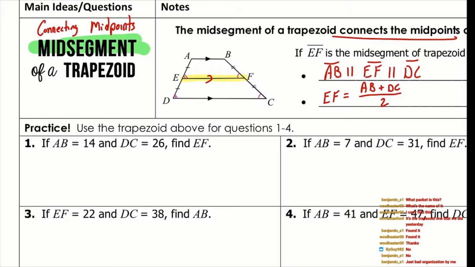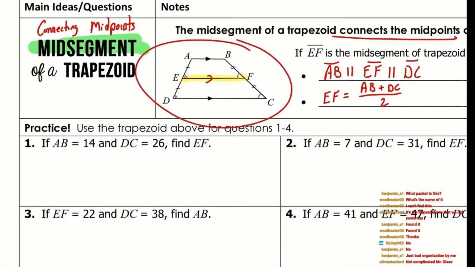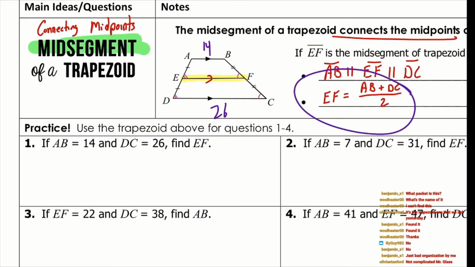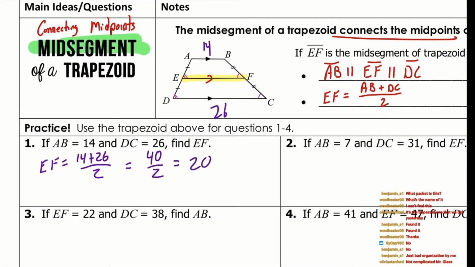You may not want to write them down in the diagram unless you want to copy the diagram down for each example. That's up to you. But let's take a look at this first one. It says if AB is 14, which is the one up here, and DC is 26. So I'm aware that I got the short segment, the long segment. The calculation's very simple. Add those two legs together, divide by 2. That's it. So EF is equal to 14 plus 26 divided by 2, which we get, I think that's 40 over 2, which is 20.